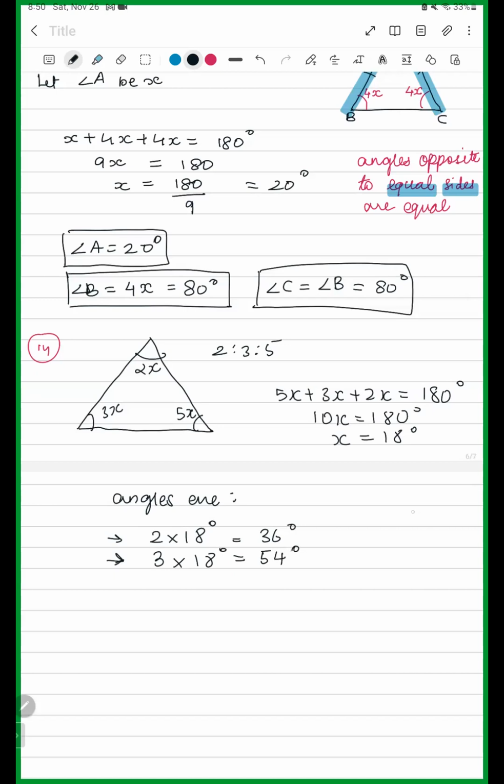Hiba, what is 180 divided by 10? No, just cancel the 0 and 0. 18. So x should be equal to 18. You could have just done that over here itself. When you have 10x is equal to 180, right, over here itself you can just cancel the 0 and the 0.